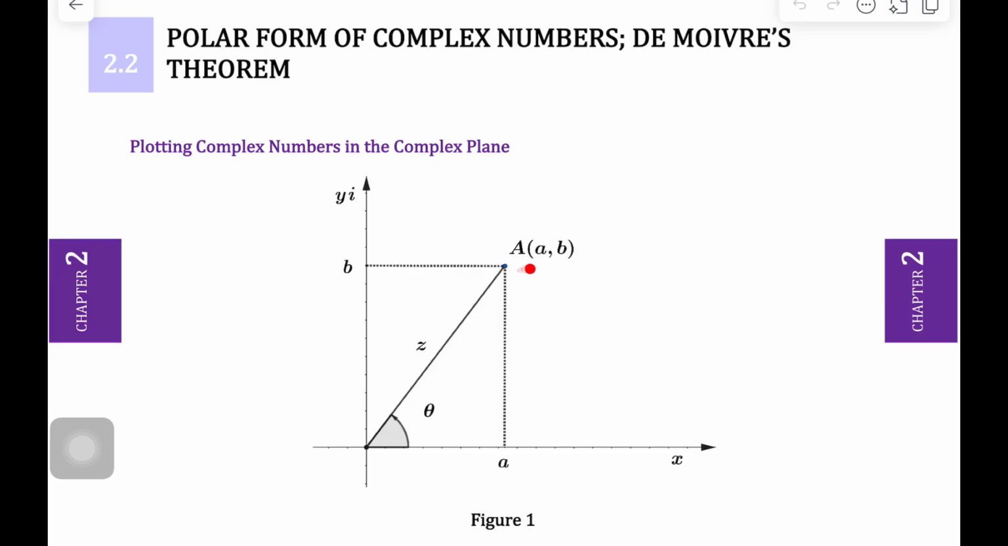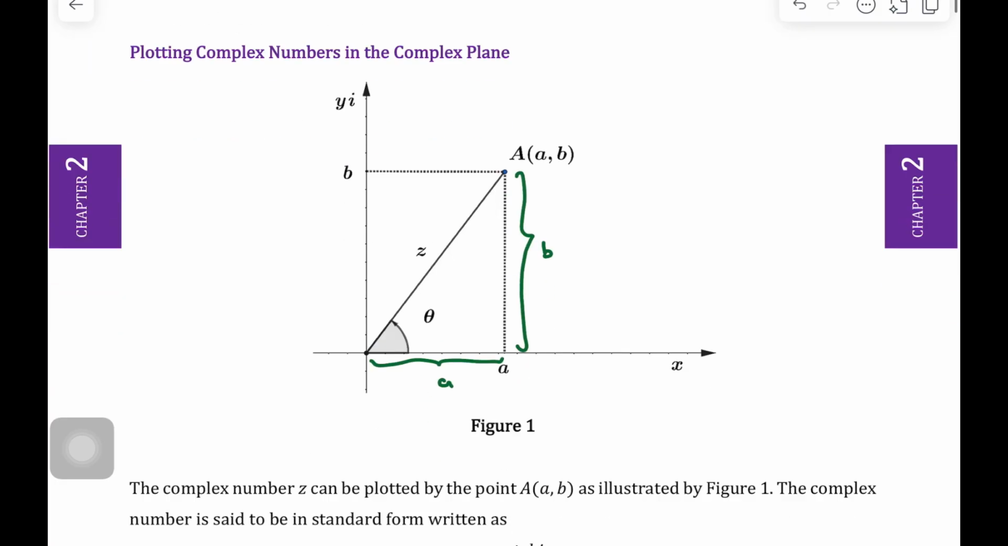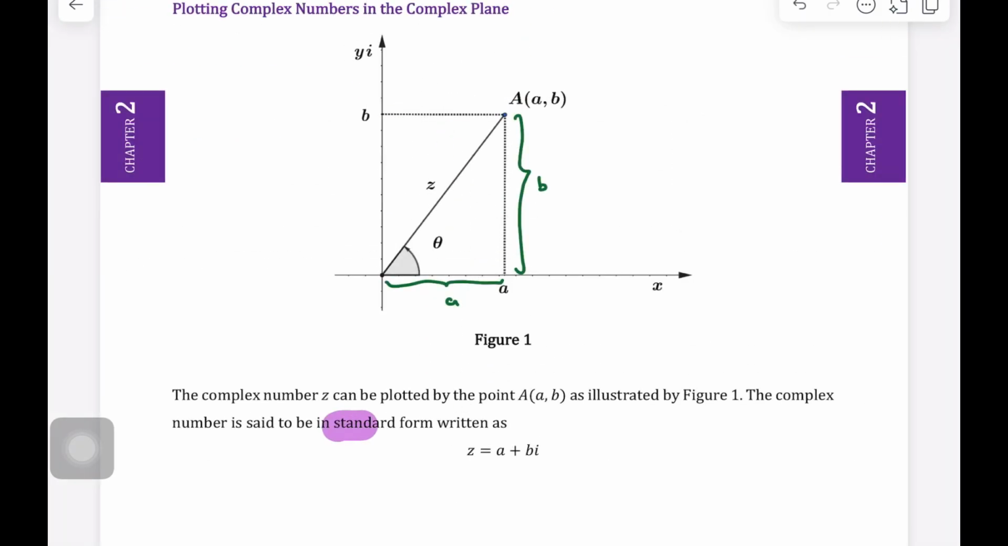So let's say we have a point here of A, B. So how do we plot here? A is the length of the horizontal part here, while your B is the vertical part. So this is your magnitude, modulus Z. Okay, and you have an angle here, the positive angle. So you can write the standard form of complex number in terms of z equal to a plus bi, where a is your real part and your bi here, this is your imaginary part.